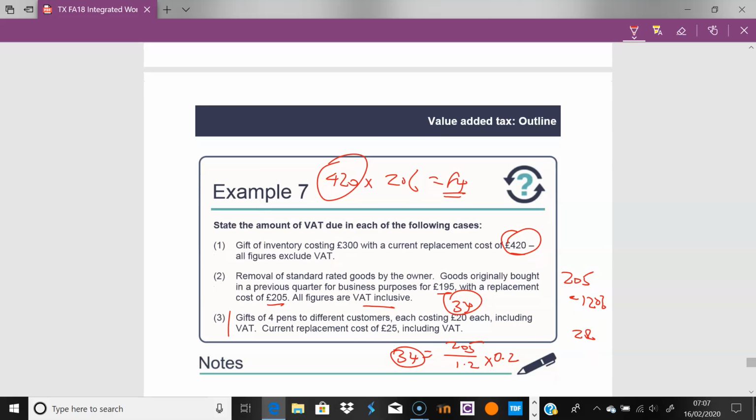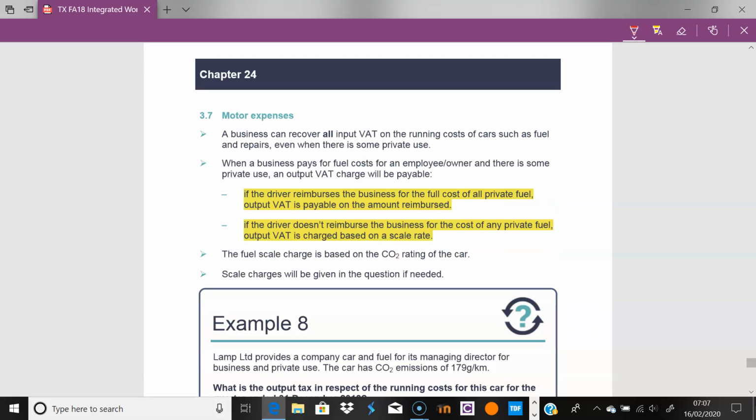Now let's move on to motor expenses. So here we are. Again, like I say, the focus is on output VAT. In effect, what you have here says a business can recover all its input VAT. So the business has bought fuel, which it's running for its business. So a business can claim all the input VAT on fuel, no problem, such as running costs, fuel and repairs, even when there is some private use, but it's going to be complicated. But the key point is you can claim all the VAT.